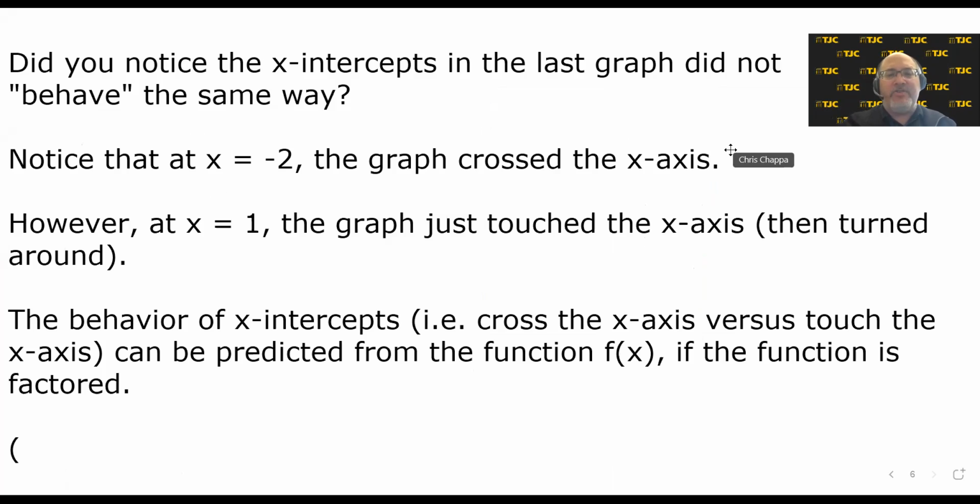The behavior of x-intercepts, i.e. whether they cross the x-axis versus touch the x-axis, can be predicted from the function f of x if the function is factored. How? Well, that's what the next video is going to talk about.